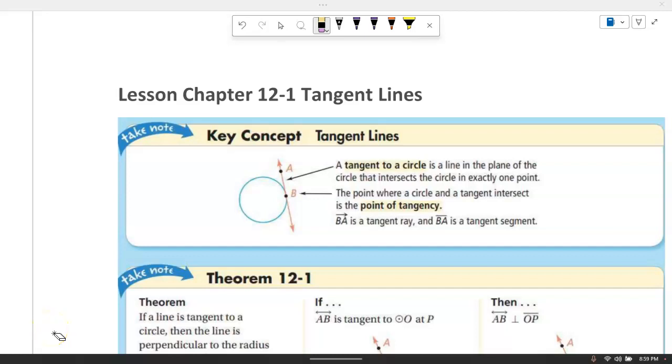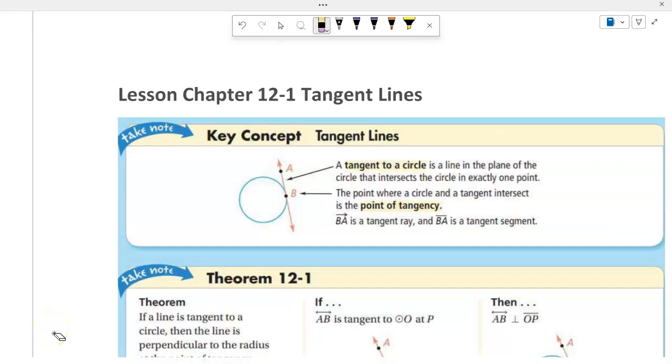This lesson requires you to understand what a tangent line is. A tangent line is a line that intersects a circle at one point, and that one point is called the point of tangency. So ray BA is a tangent ray and BA is a tangent segment.